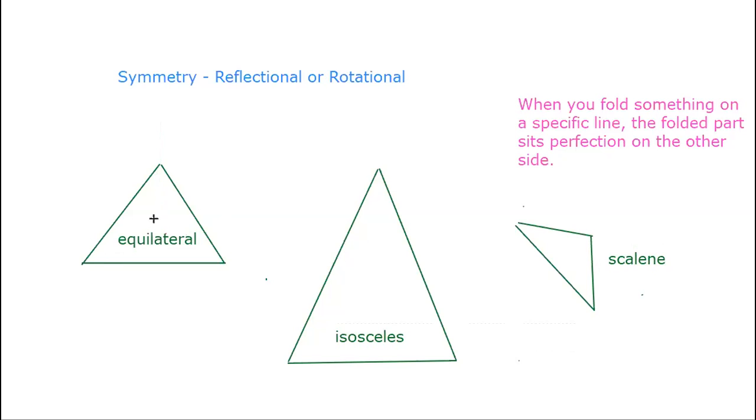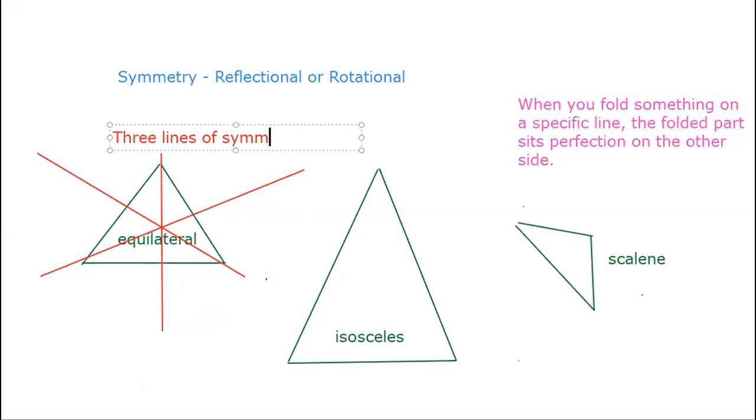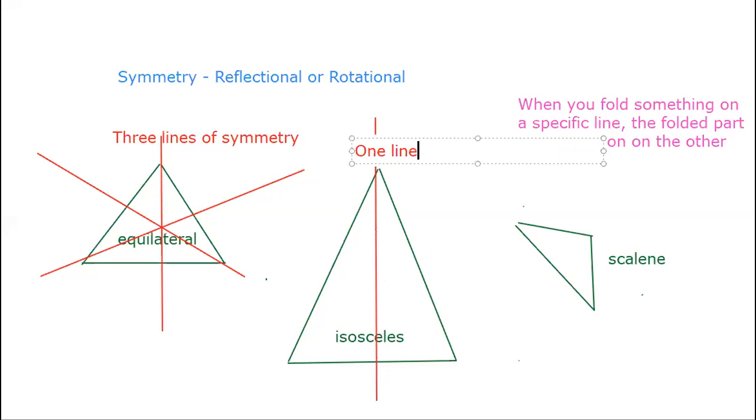Well, here's one. If you folded it right there, it would be identical pieces. But because all three sides are equal, you could also fold it right there, or you could fold it right there. So an equilateral triangle has three lines of symmetry because there are three places you could fold it and get an identical shape. Now an isosceles triangle, if you imagine folding it there, no, that's not going to be identical at all. The only place you can fold this isosceles triangle is right down the top there because those sides are identical and it would bisect the bottom. So an isosceles triangle only has one line of symmetry.